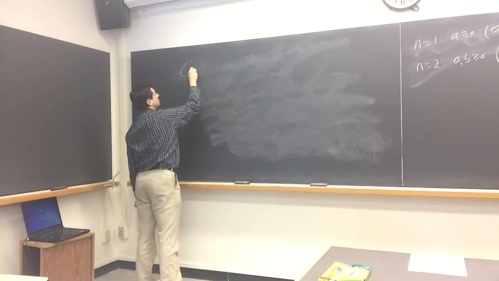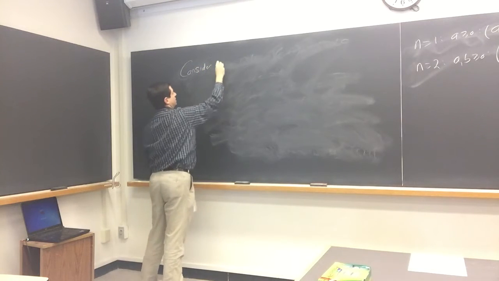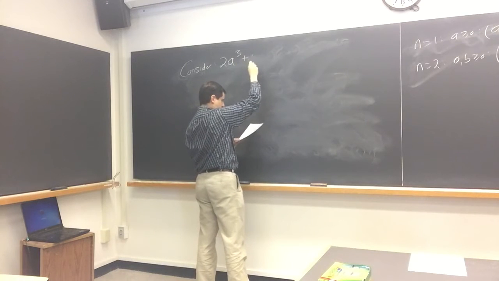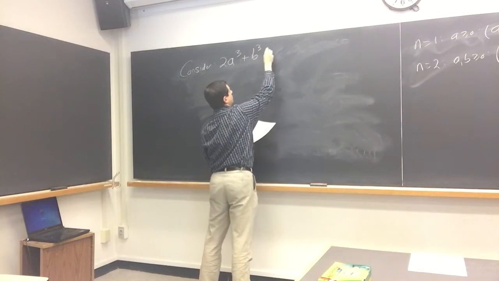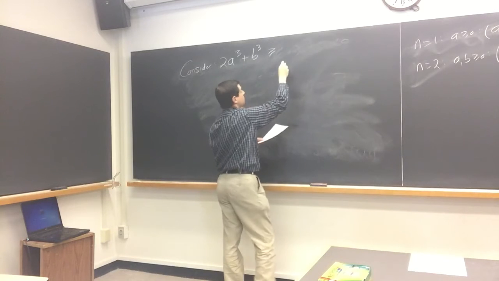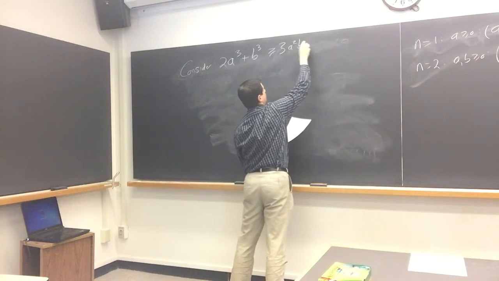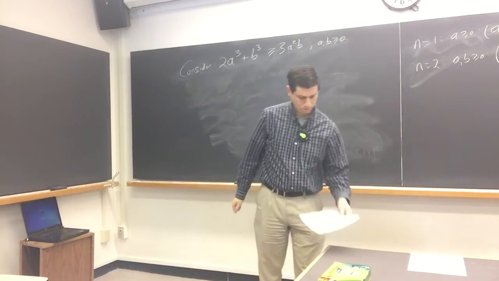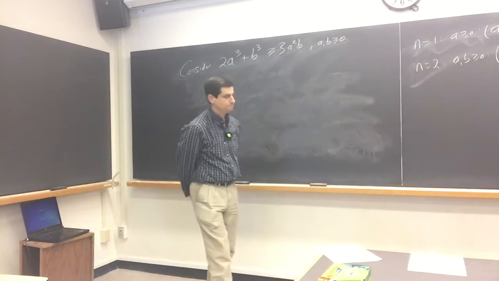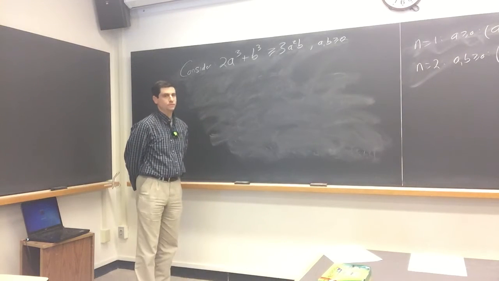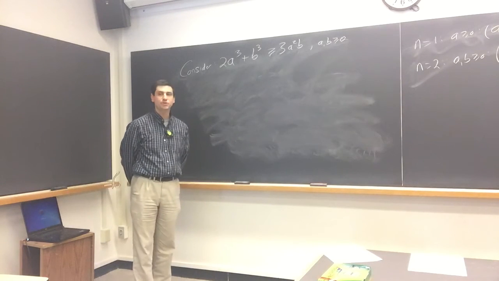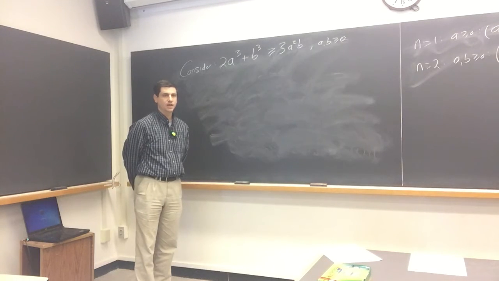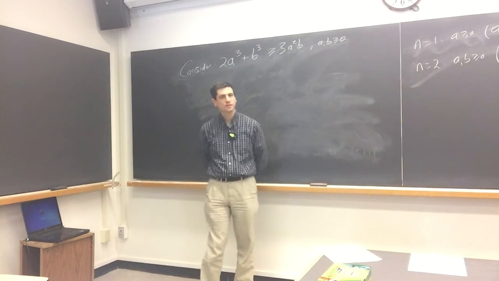All right, so let's consider, could have left the word consider there. I think I want 2a cubed plus b cubed greater than or equal to 3a squared b, and I want a and b greater than or equal to 0. Okay. So there is an asymmetry between a and b. Thoughts on how we might want to attack this?